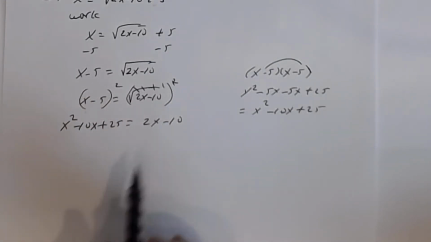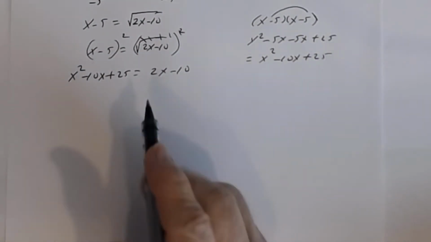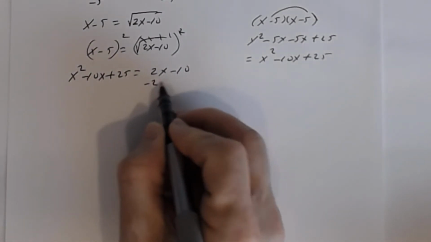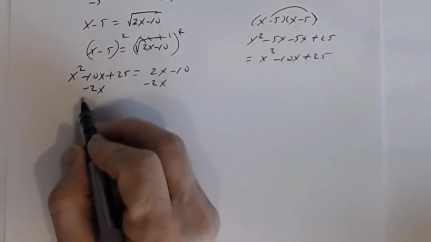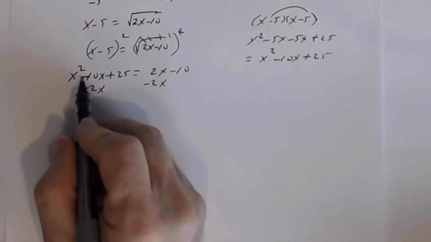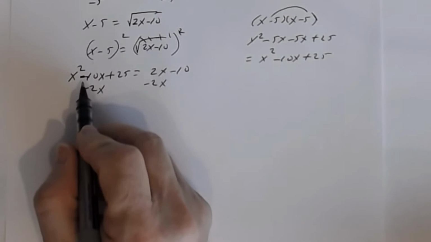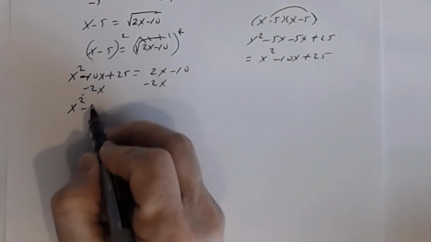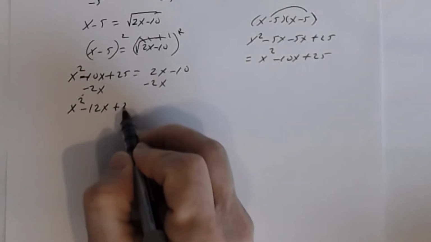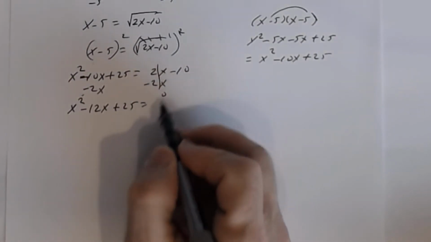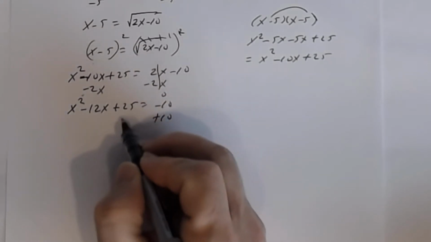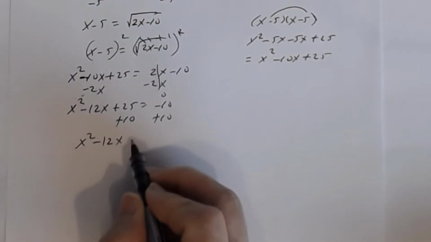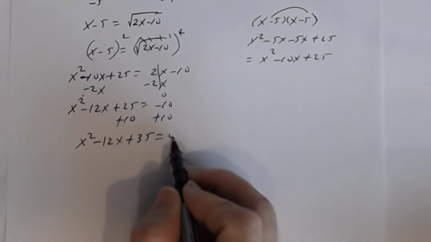So we got to bring all the terms to one side. In order to use the zero factor property, I have to have 0 on this side. So I'm going to subtract 2x from both sides. So I have x squared, a negative 10x and a negative 2x is a negative 12x, plus 25 equals, this is 0, a negative 10. Then adding 10 to both sides, I get x squared minus 12x plus 35 equals 0.